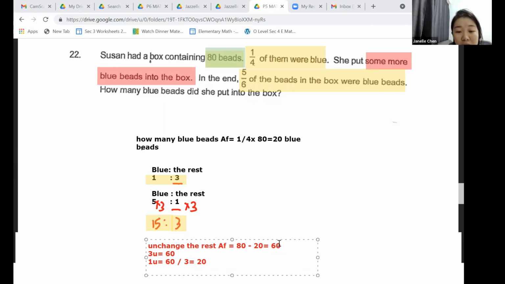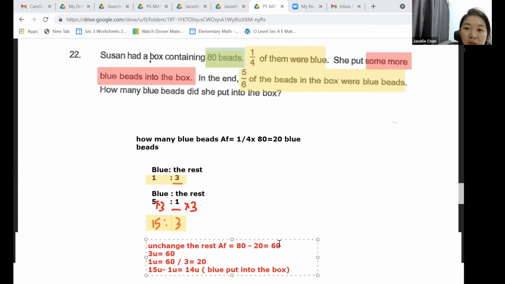So I can straight away find how many bits she put in the box. If I want to find how many bits she put into the box, in the end we have 15 units for the blue one, and at first the blue one is actually just 1 unit. So in other words, the difference here is equal to 14 units, and this 14 units is equal to what she put into the box. So this is the blue put into the box.